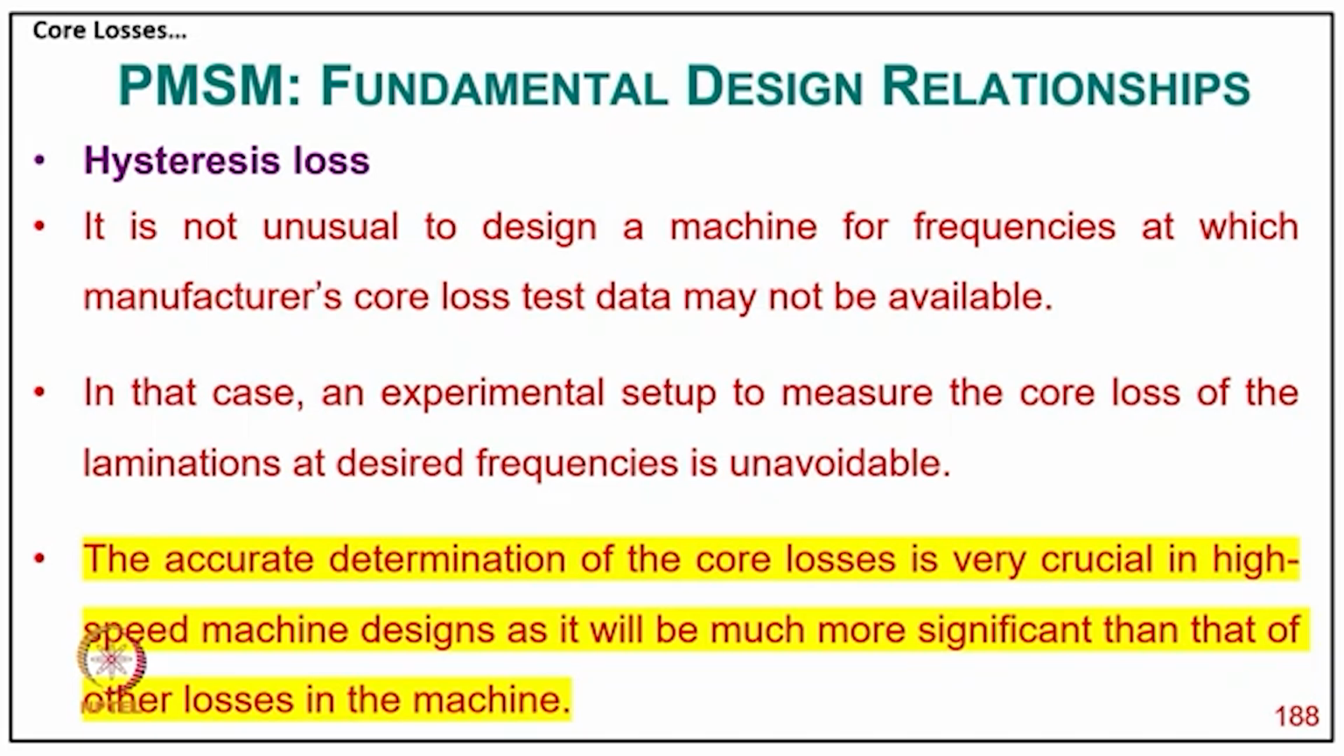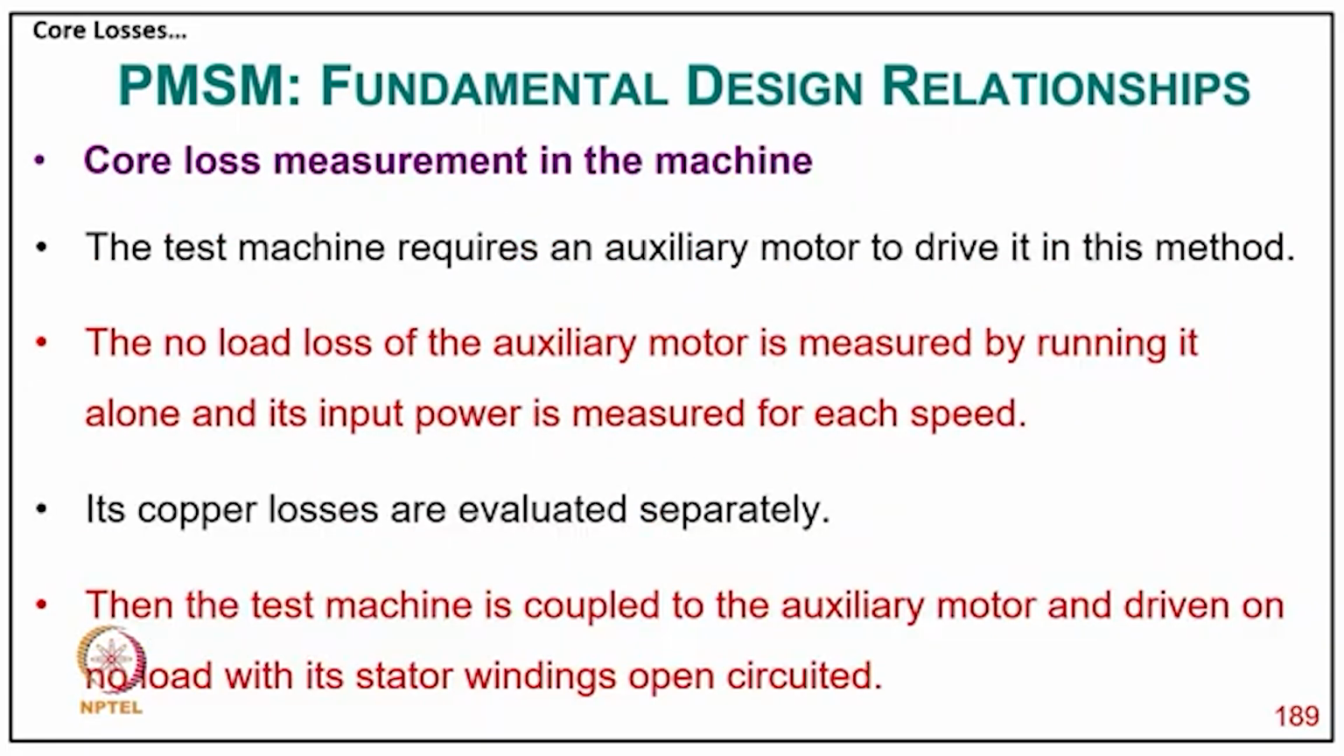Now, it is not unusual to design the machine for a frequency at which the manufacturer core loss data may not be available. So in that case, an experimental setup to measure the core loss of the laminations at the desired frequency is now available. Accurate determination of core losses is very crucial for high-speed machine designs, and it will be much more significant than other losses in the machine.